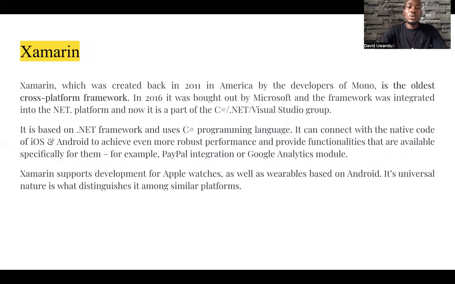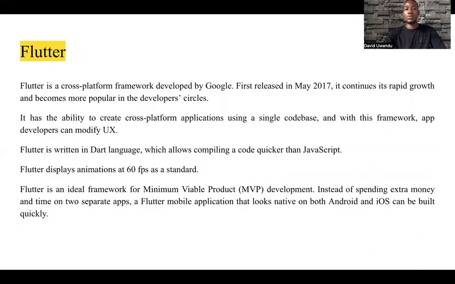And looking at Xamarin, this was created in 2011 by developers of Mono, and this is actually the oldest cross-platform framework in existence right now. But in 2016, it was bought out by Microsoft, and it was integrated into the .NET platform. Currently, it runs on the .NET platform, and it uses the C# programming language, but it can connect to the native code of iOS and Android to achieve even more robust performance and provide functionalities that are available specifically for them. Xamarin supports development for Apple Watches as well as wearables based on Android, and its universal nature is what distinguishes it from other similar platforms.